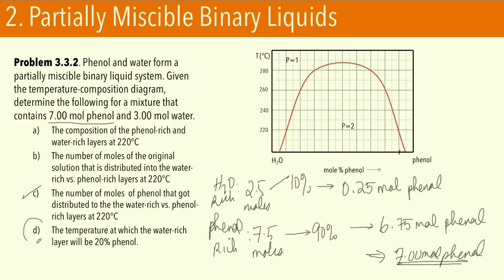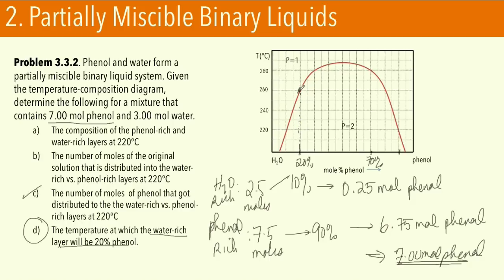Now let's check out D. D is just asking us for the temperature at which the water-rich layer will be 20% phenol. So if we start with a 70% solution over here, and then increase the temperature, we're looking for when the water-rich layer is going to be 20% phenol. So 20% phenol is over here, so let's bring that up to the curve over here.